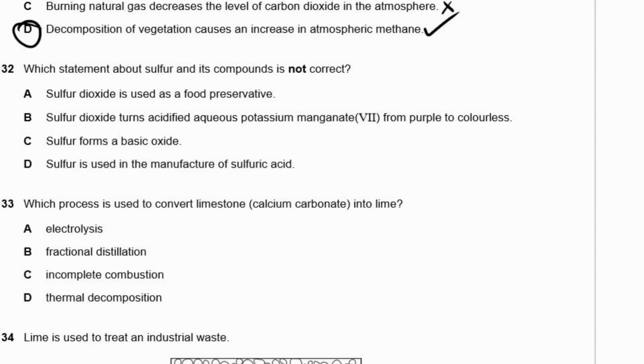Question 32. Which statement about sulfur and its compounds is not correct? Okay, so sulfur dioxide is used as a food preservative. That is absolutely true. Sulfur dioxide turns acidified aqueous potassium manganate(VII) from purple to colorless. Yes, that is one of the tests you need to know. Sulfur forms a basic oxide. Nope, sulfur forms sulfuric acid, which is clearly acidic. Sulfur is used in the manufacture of sulfuric acid. Yes, you need sulfur to make sulfuric acid. So the answer is C.